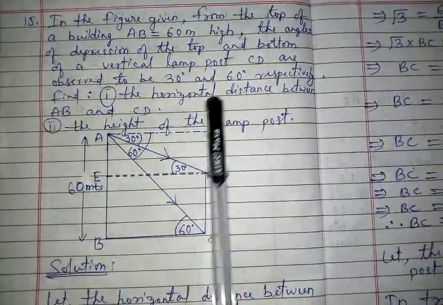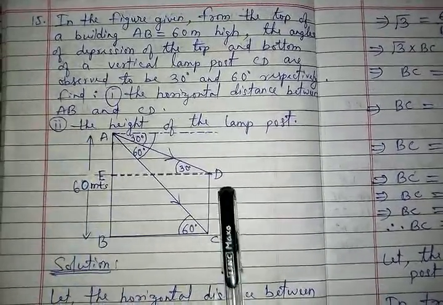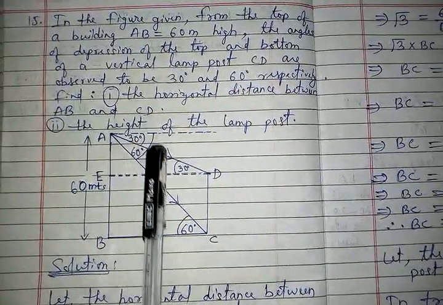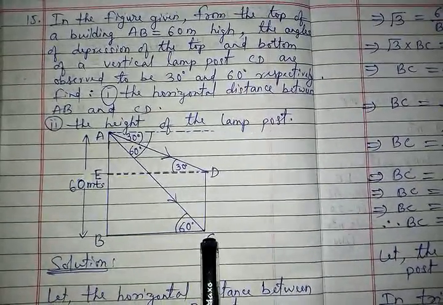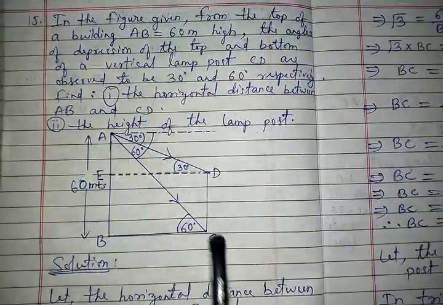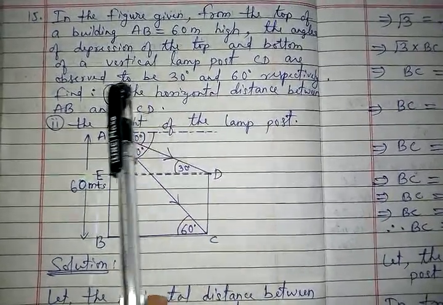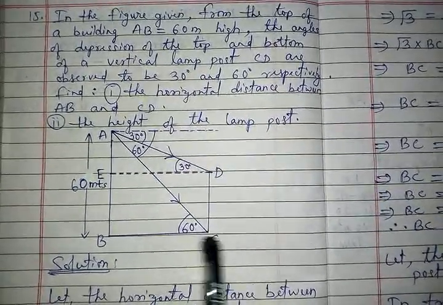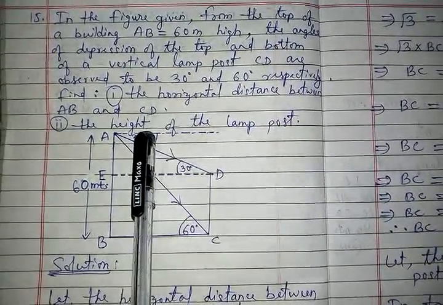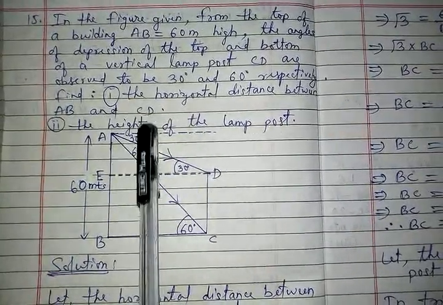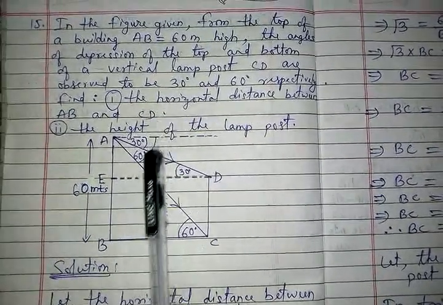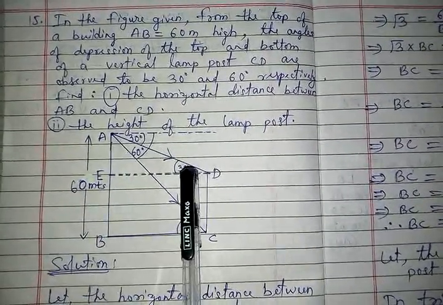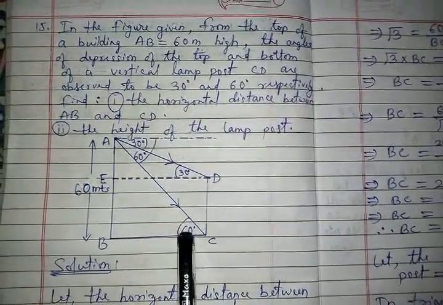The angle of depression, that means the building is taller and the lamp post is smaller, because even the top of the lamp is at an angle of depression, and the bottom of the lamp obviously will be at an angle of depression. The top has been observed at 30 degree and the bottom has been observed at 60 degree. So 30 degree is formed for this particular line, so here is 30 degree, and for the bottom it is 60 degree, formed from here to here. But the same 30 degree came here as an alternate angle, and the same 60 degree came here as an alternate angle.